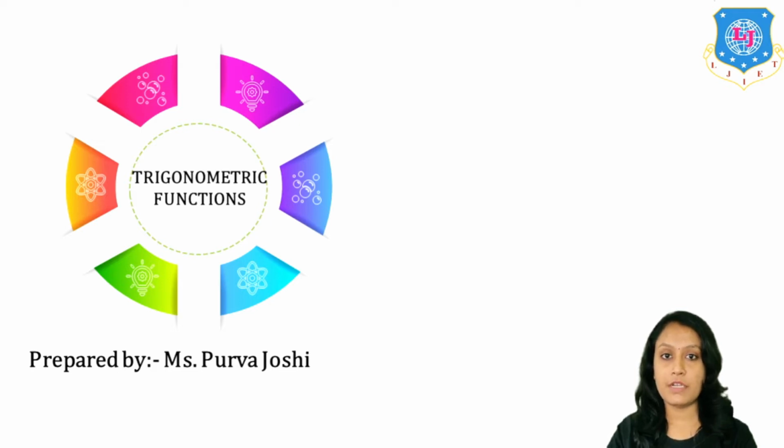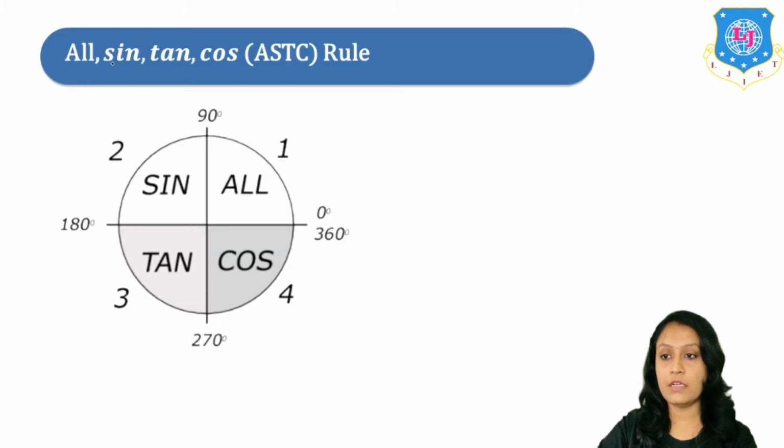Today we are going to study a topic named trigonometric functions. So let's start with the All STC rule. Here we have a circle, and these are the angles 0 degree, 90 degree, 180 and 270. We can write them in radians as 0, pi by 2, pi, 3 pi by 2, 2 pi and so on. Now it is divided in four parts.